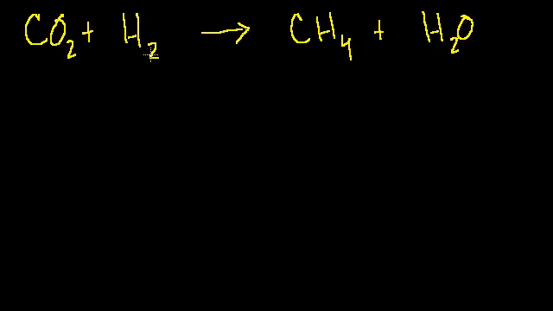Carbon dioxide plus hydrogen gas yields methane plus water. So let's deal with the carbons first. I have 1 carbon here, 1 carbon there. The carbons look happy. Let's look at the oxygen. I have 2 oxygens here, I have 1 oxygen there. So I want 2 oxygens here, so let me stick a 2 there.